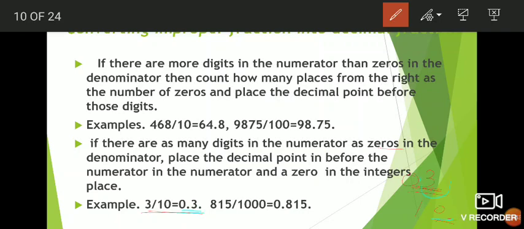See here, 0.3 is there, and the next one, see here, 815 divided by 1000. 3 zeros are there, and here 3 digits are there. So what we have to do? We have to place a 0 before this number. Now here 3 zeros are there, so count 3 digits from the right to the left, 1 2 3. So here we have to write the number, that is 0.815. Okay students, these two rules are there.